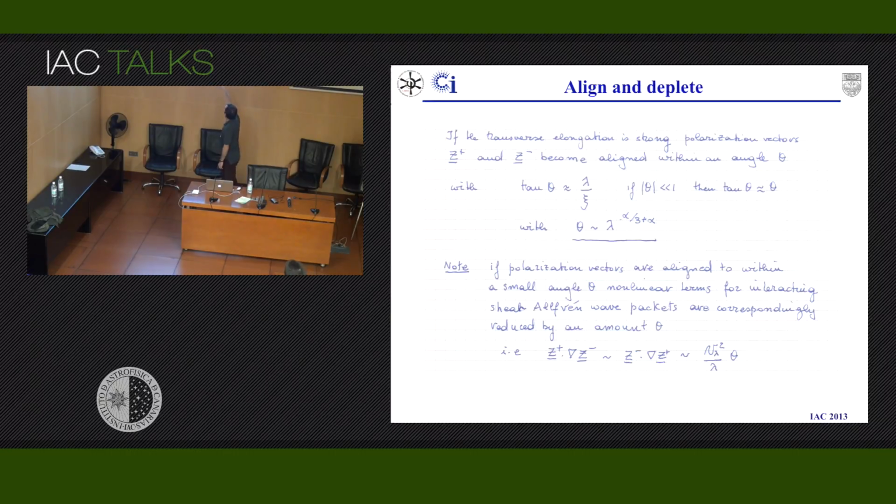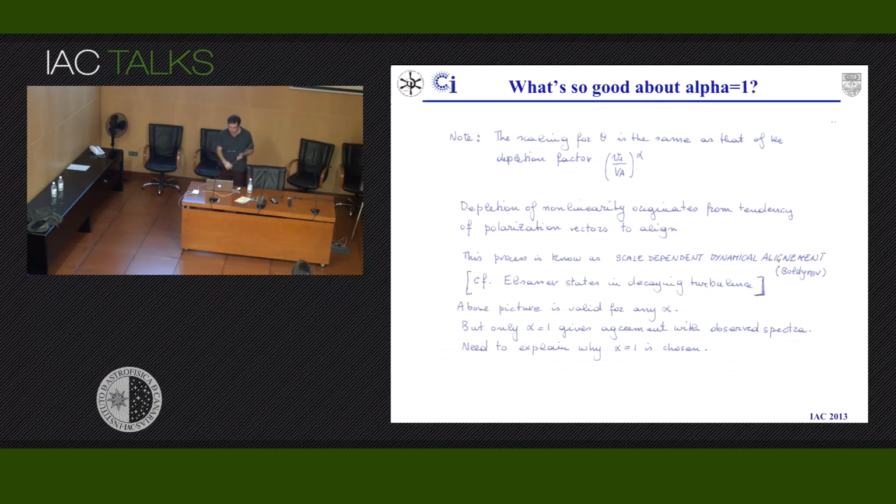And if theta is much less than 1, tan theta is almost theta, so theta goes as alpha divided by 3 plus alpha. So if the polarization vectors are aligned to within a small angle theta, nonlinear terms from the interaction of shear Alfvén waves are correspondingly reduced by an amount theta. So this thing, because of the geometry of shear Alfvén waves, is not equal to what you expect, but it's equal to what you expect times the depletion factor of theta, that scales in this crazy way, alpha over 3 plus alpha.